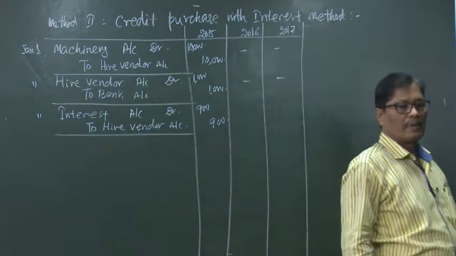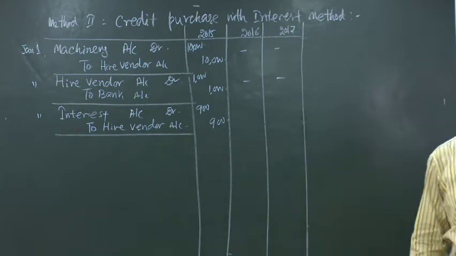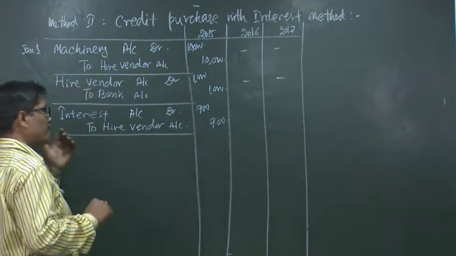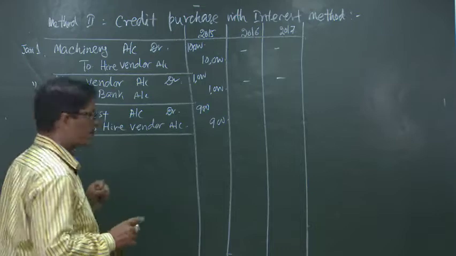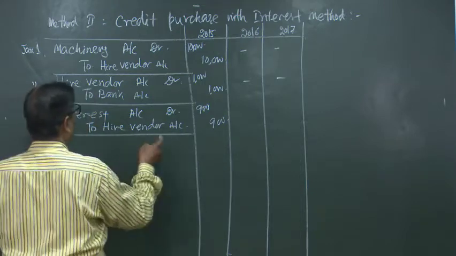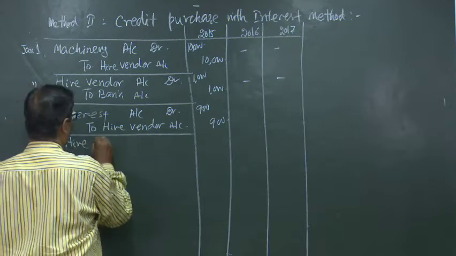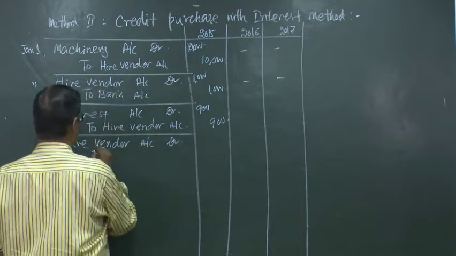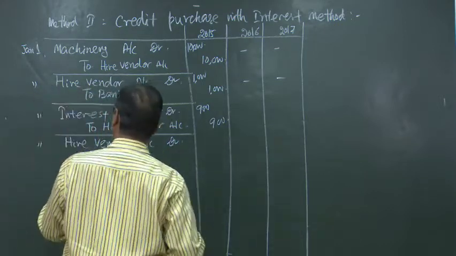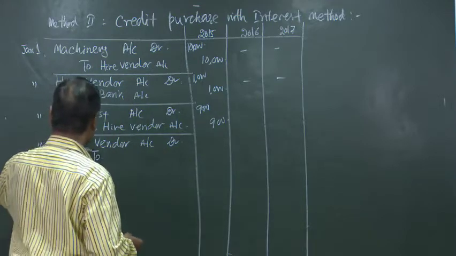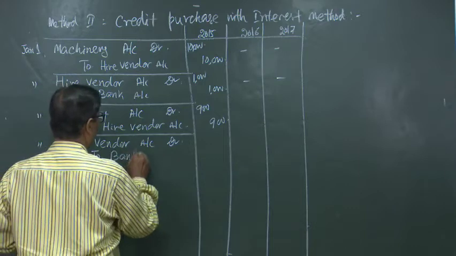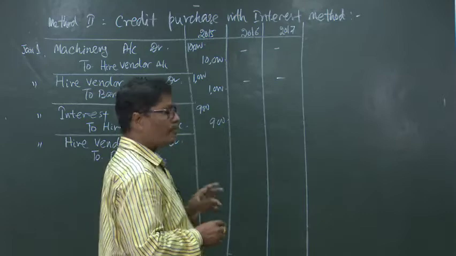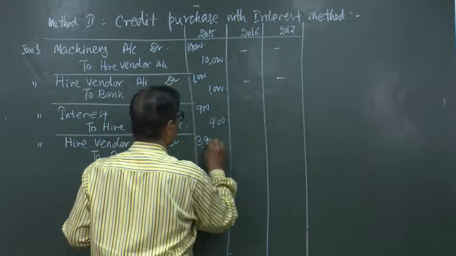Now, we will give not only 900 towards interest, but also 3,000, that is the first year's first installment. At the end of the first year, we will be giving the installment. So, the entry will be hire vendor account debited to bank account. How much will we be giving? 3,000 towards the principal and 900 towards interest. In this way, it will be 3,900.